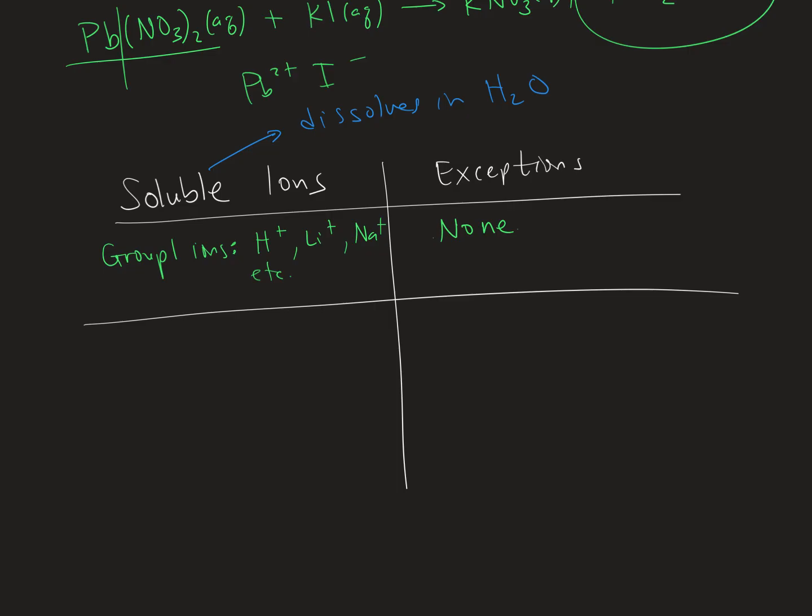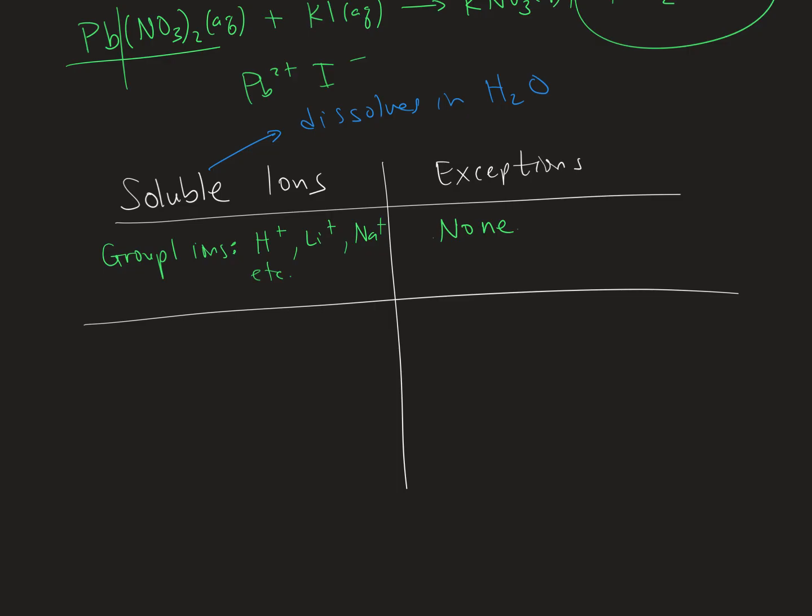So you're going to have to look at the compound and see, does it have a group 1 ion in it? If it does, it's soluble. And how do we write that it's soluble? We write AQ in parentheses. Okay?